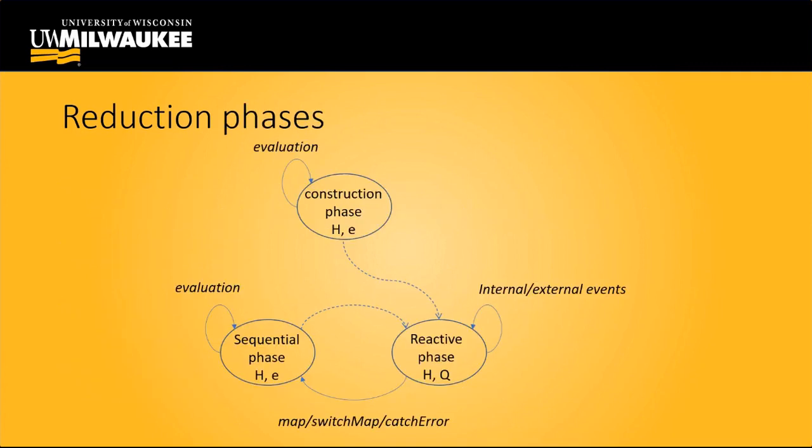Computation of an RxJS program consists of three phases. The construction phase evaluates synchronous code and executes subscribe and unsubscribe operations. Then it enters the reactive phase so that it can respond to internal or external events. The reactive phase may transition to the sequential phase again to evaluate more synchronous code, after which it goes back to the reactive phase to wait for more events.